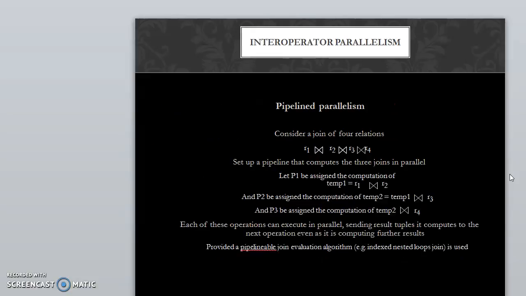Then inter-operator parallelism, starting with pipeline parallelism. We are considering a join of four relations, R1, R2, R3, and R4. First we join R1 and R2 and store the result in temp1. Then we join temp1 and R3 and store the result in temp2. And then we join temp2 and R4 and get the final result in the pipeline parallelism.